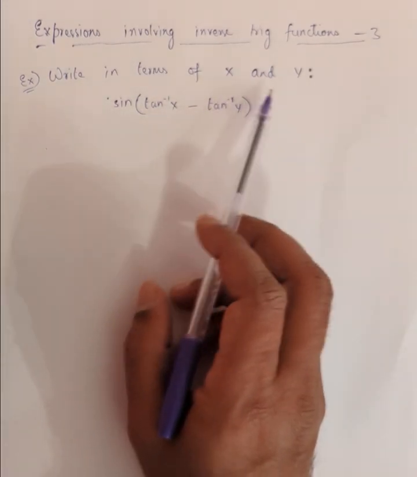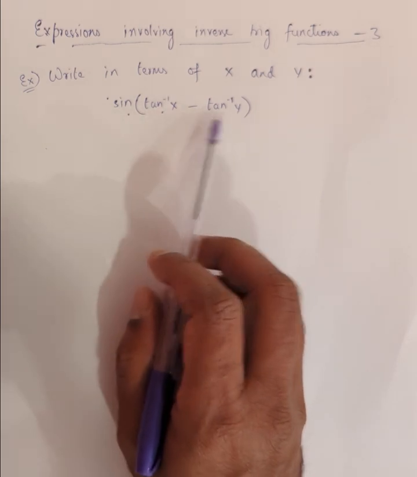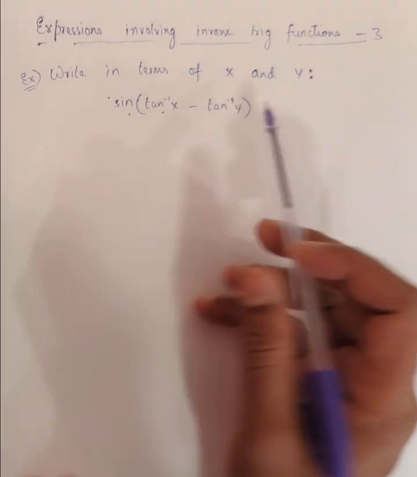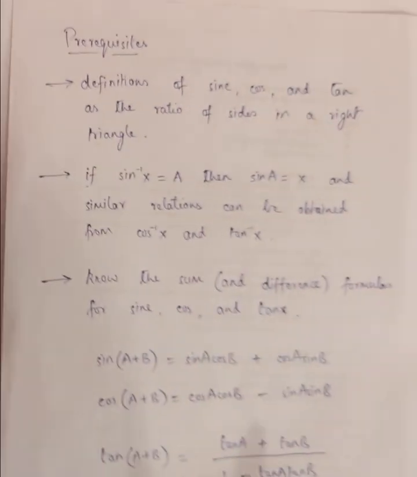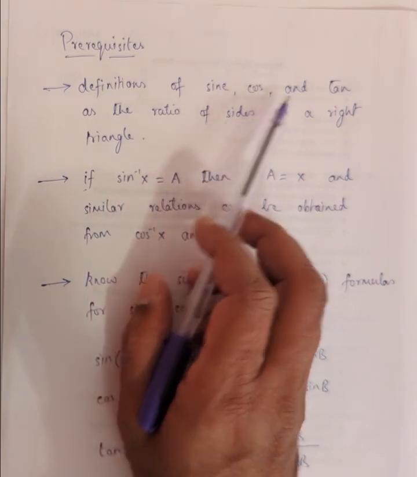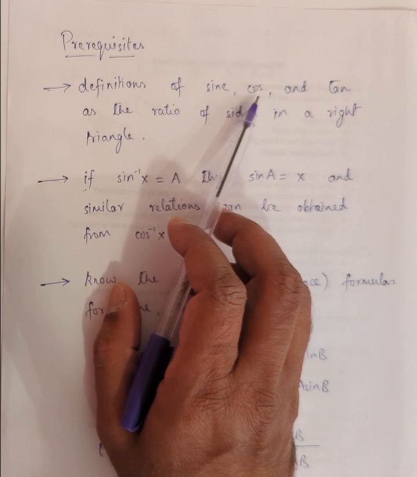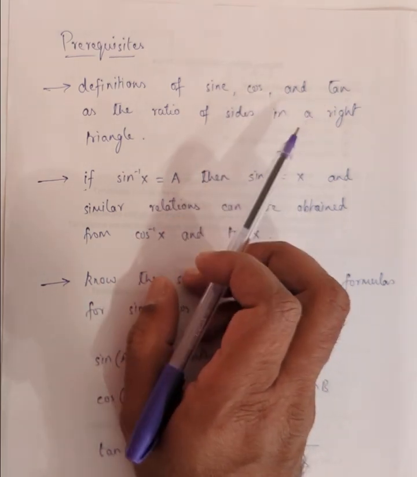We need to write in terms of x and y this expression, sine of tan inverse x minus tan inverse y. Now, before we begin this, we need to know a few things from trigonometry. So, these are the prerequisites. We need to know the definitions of sine, cos, and tan. Sine is opposite over hypotenuse, cos is adjacent over hypotenuse, and tan is opposite over adjacent.